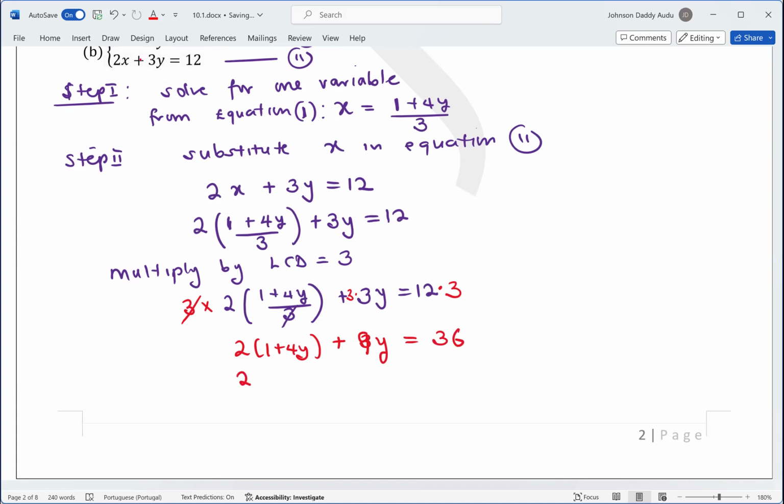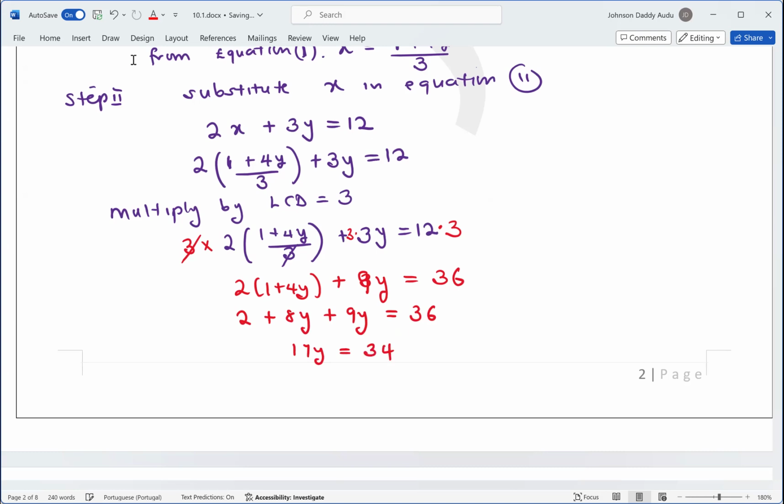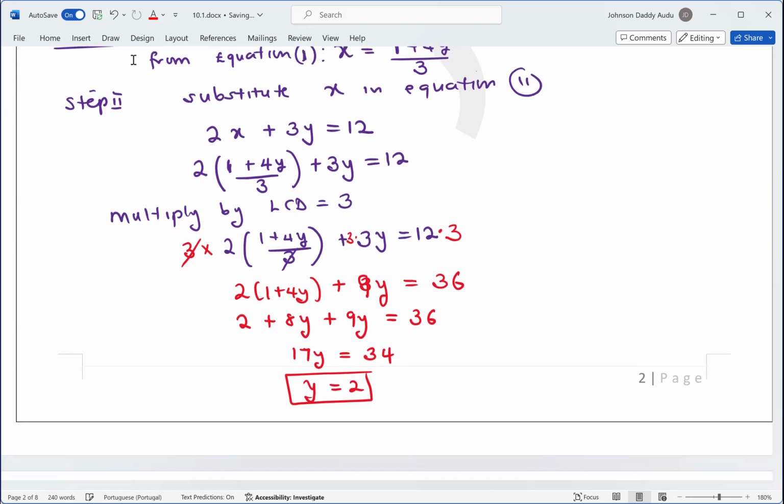So if we expand now, you will have 2 plus 8y plus 9y is equal to 36. And this means 17y is equal to 34. So 8 plus 9 is 17y, and 36 minus 2 is 34. So y is equal to 2. Right. So now that we have y, we can solve for x. So let's just complete it here.